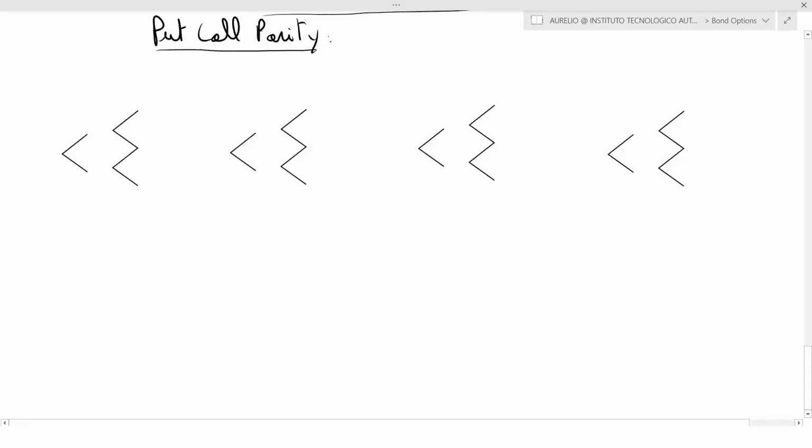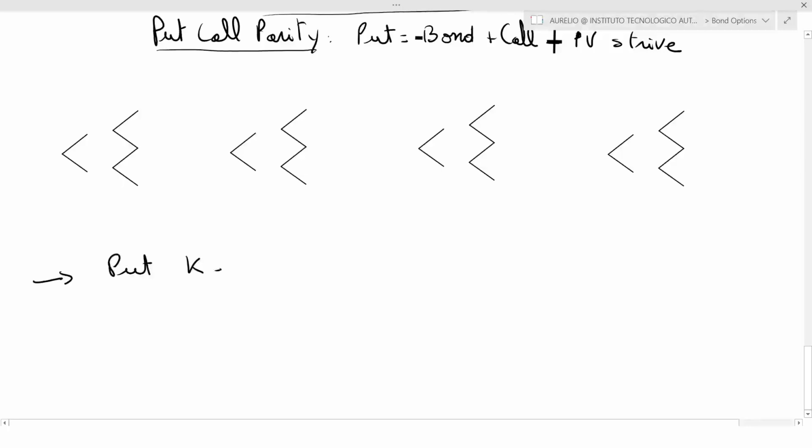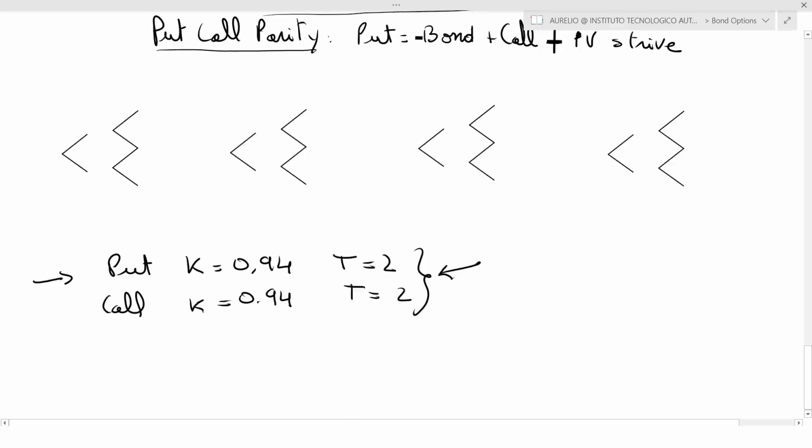Now we're going to use the concept of put call parity to further price our bonds. So let's first state what the put call parity is. The put call parity says that the put option is going to be equal to minus the price of a bond plus the price of a call plus the PV of the strike. So then we're going to see how to understand this in the context of our trees. And specifically, I want to know what the price of a put option with strike equal to 0.94 and time to maturity equals 2 is. Notice that before, in the first example, we already computed the price of a call option with the same strike, 0.94, and same maturity. So this is one of the conditions that needs to apply for using put call parity.